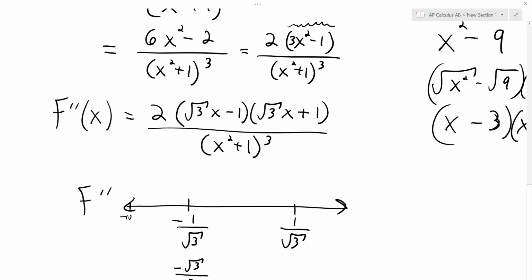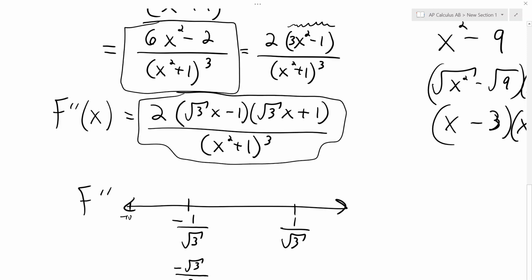If you plug it in up here, you're going to see that it's positive over positive easily. If you plug it in down here, you get a negative times a negative, which is a positive over a positive. So it doesn't matter which one you do, it's positive. Now that doesn't mean increasing anymore. That means that we are concave up there. A number between the zeros is 0. Plug that in, you get negative 1, negative 2 over 1, which is negative, which means on that interval, concave down. And if you plug in a number bigger than 1 over root 3, like a million, you're going to get positive times a positive over a positive, which is a positive.